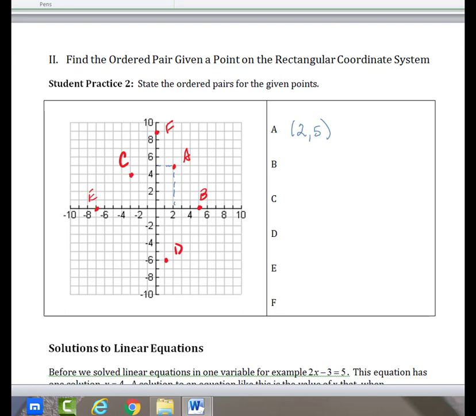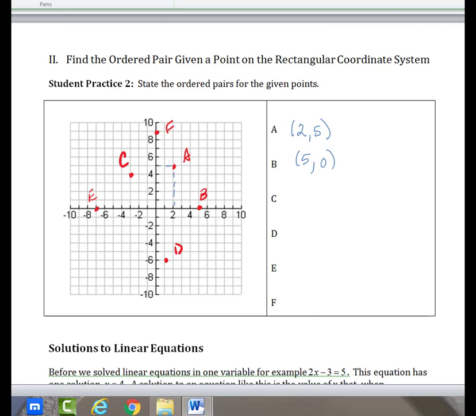For B, it's on the x-axis, right, which means we've gone over 5. We're at 5 on the x-axis. Since we haven't gone up or down, the y-coordinate is 0. And any ordered pair, any point, that's on the horizontal axis or the x-axis is always going to have a 0 for its second coordinate.